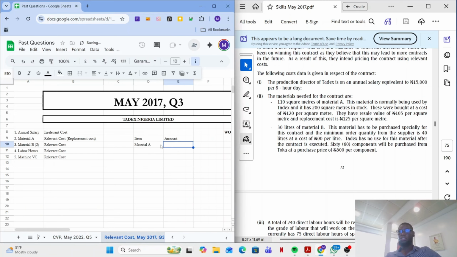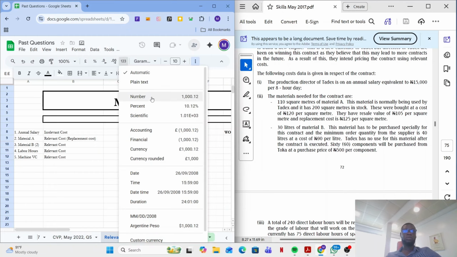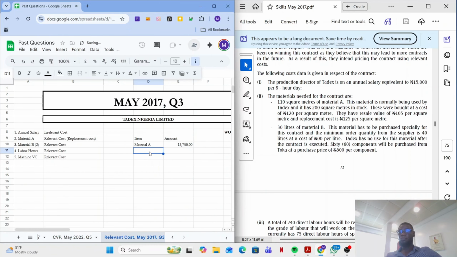And the amount is 110 square meters at replacement cost. Remember, we said replacement cost. What's the replacement cost here? 125. So that's 110 times 125. That is the value of material A that is relevant. Let's make this a number so we can see things clearly.